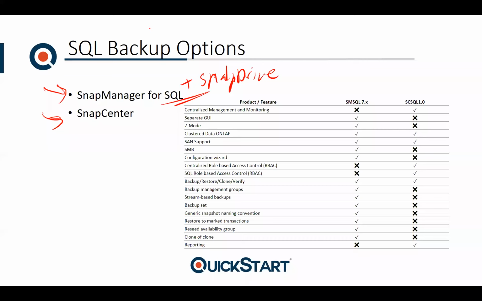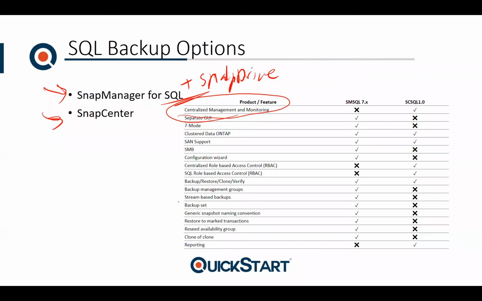Okay. But there's a new player in the game, and that is SnapCenter. And one of the benefits of SnapCenter is it is centrally managing everything. Versus SnapManager for SQL, I would have for my SQL servers, and then there's SnapManager for Exchange for my Exchange servers, SnapManager for HyperV. That's a lot of stuff to have. But SnapCenter gives me a way of centrally managing it.